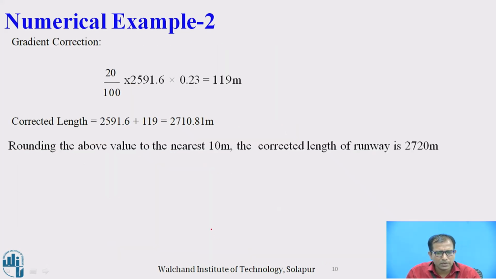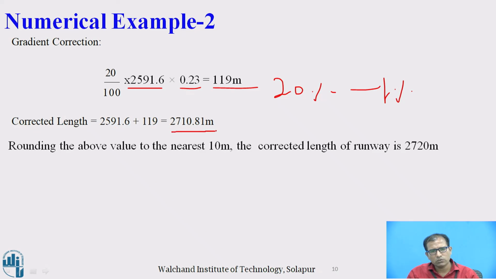The last correction is our gradient correction. The effective gradient is given as 0.23%. We already know that it is 20% for every 1% of the effective gradient. For 0.23%, how much gradient correction is required? For 0.23, multiply by 2000, the corrected length after temperature and elevation. That comes to 119 meter. Add the 119 to the runway length corrected for temperature and elevation, and that comes to 2710.81 meter. Rounding up, it will come to 2720 meter.